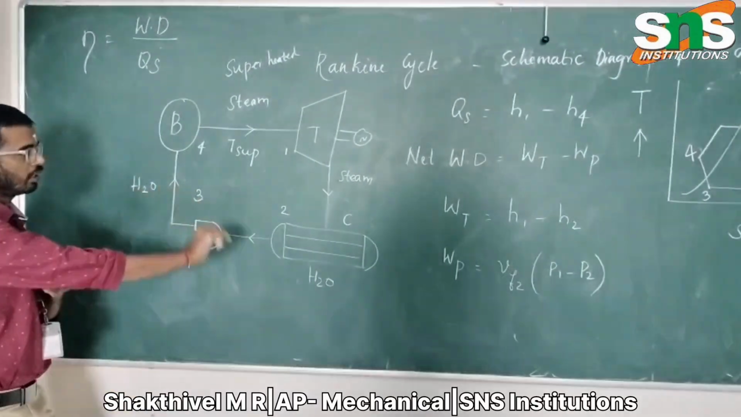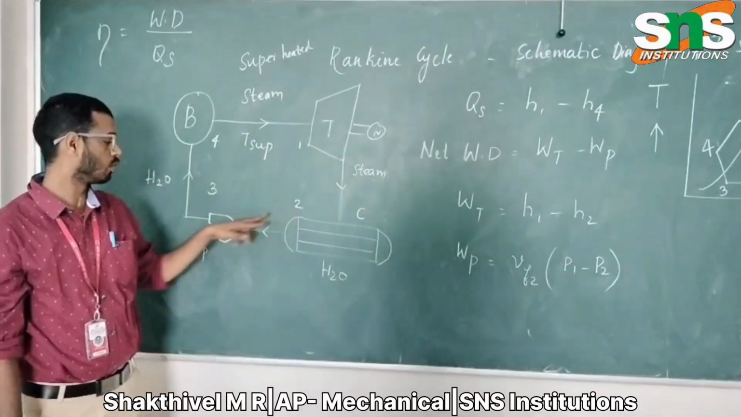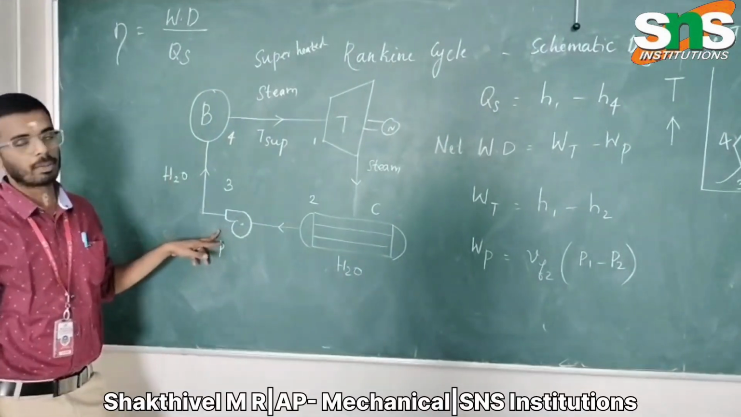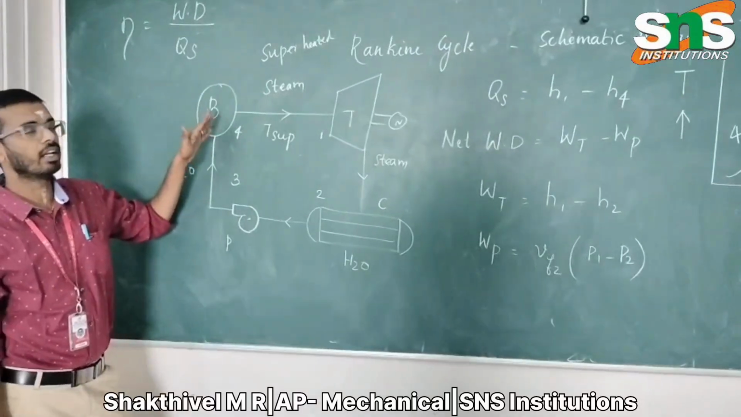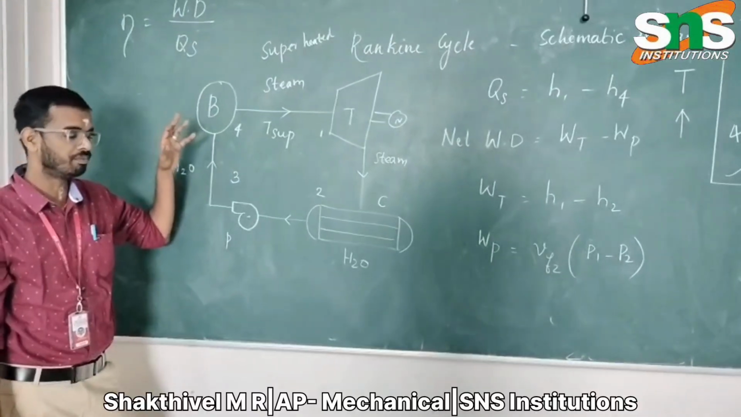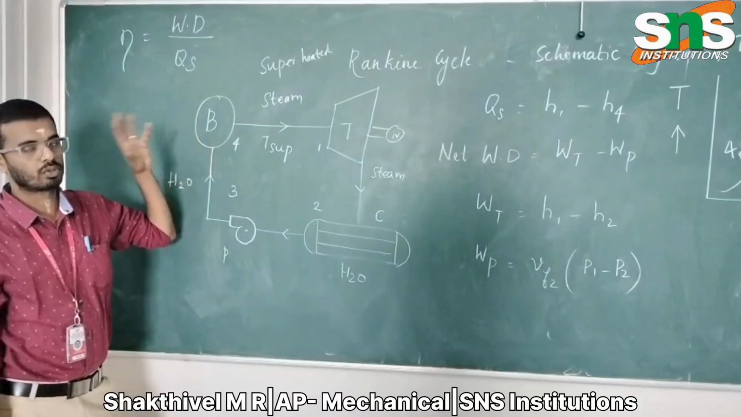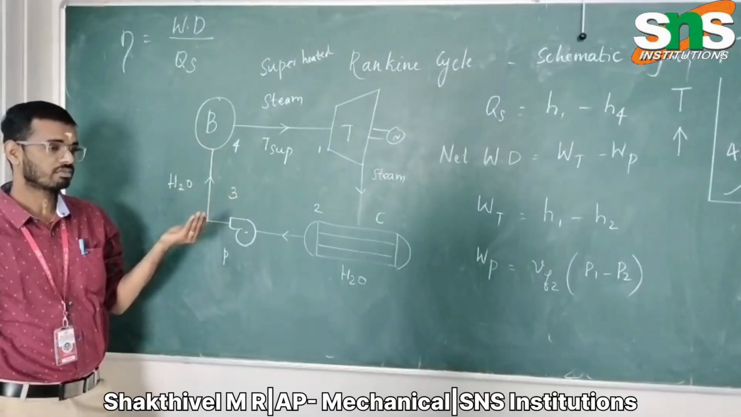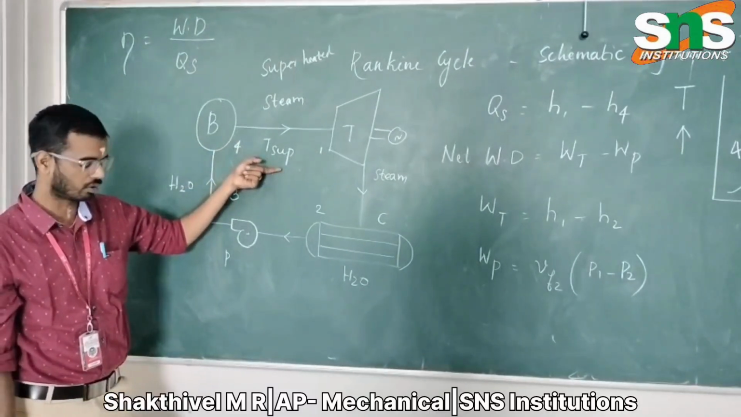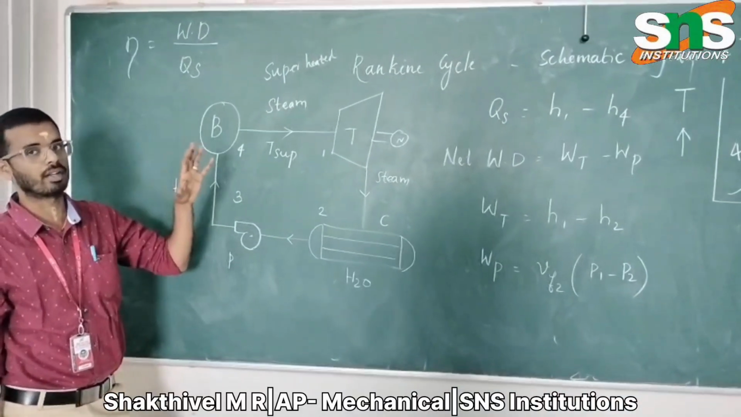Here, in the two lines, 1 to 2 contains steam, 2 to 3 contains water, 3 to 4 contains water, and 4 to 1 contains steam. Through the pump, the water is pumped to the boiler. Again the process goes 1 to 2 like that. The boiler boils the water, and at about 100 degrees Celsius the water becomes vapor. We have to get superheated steam, so up to 350 or 450 degrees Celsius we have to boil the water.